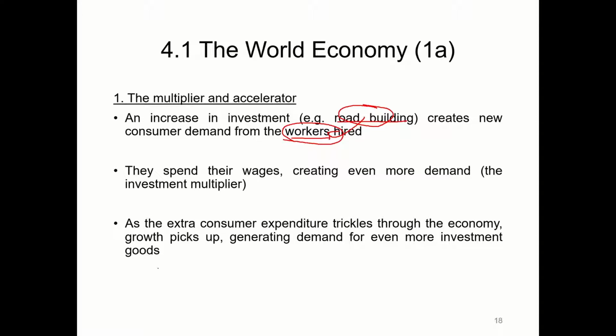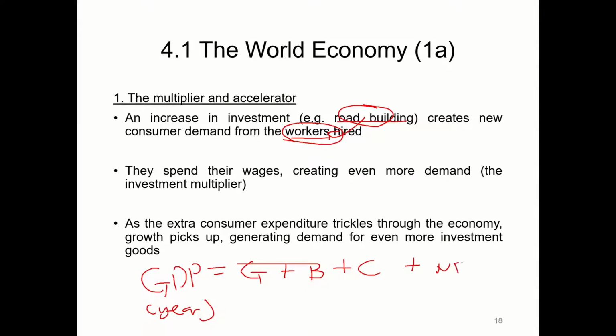So how do we measure GDP? If we want to measure GDP for a given year, we look at government expenses plus business investments plus consumer expenses plus net exports. Now let's say we spend $1 billion, spent by the government to invest in roads.